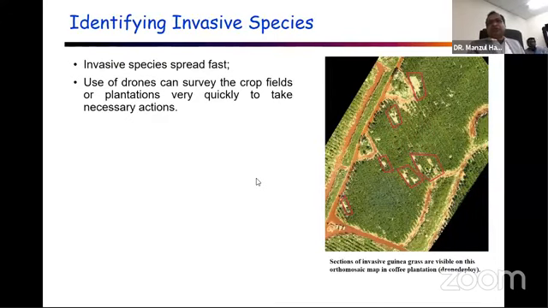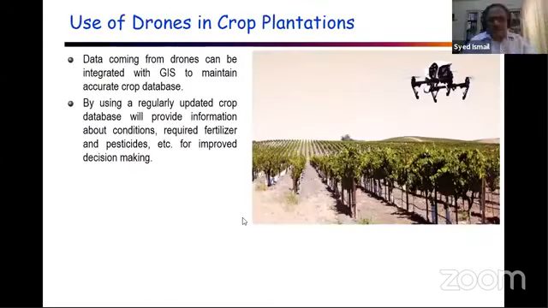Okay, so also in some cases, you can see invasive species of vegetation. They go inside the plantations, and if it is a large plantation, drones could be very, very useful. In a very short time, we can see what the affected areas are, and you can send a team, because you have all the coordinates and location of each of them. Next slide.